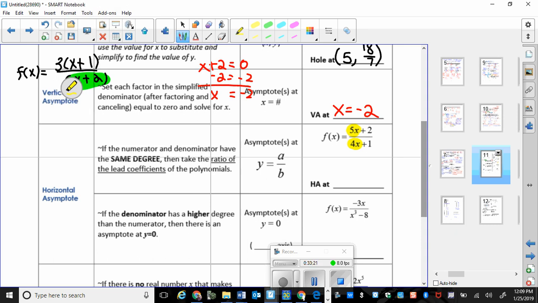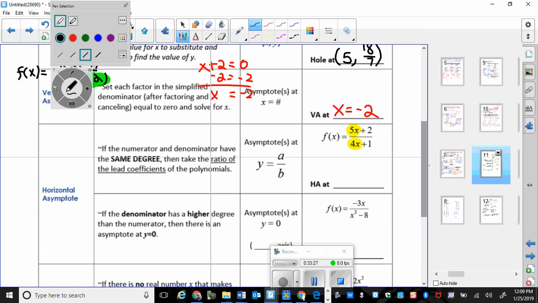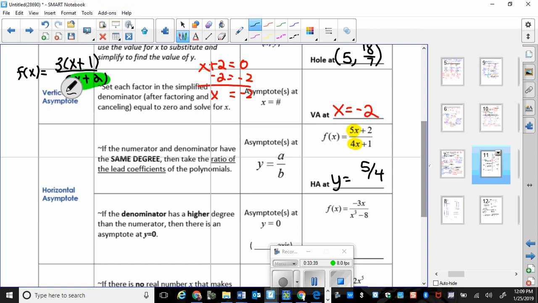If they are the same, then we take a ratio of their leading coefficients. We take a ratio of those leading coefficients, or the numbers in front of those x's. This ratio here is y equals 5 over 4. And it only applies when the biggest x's have the same degree.